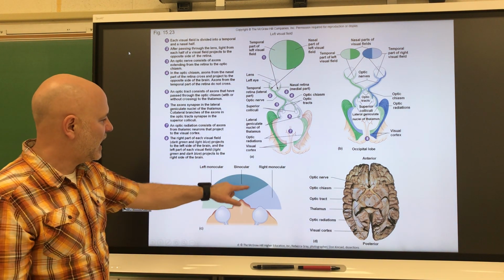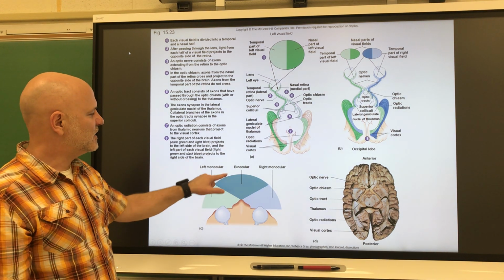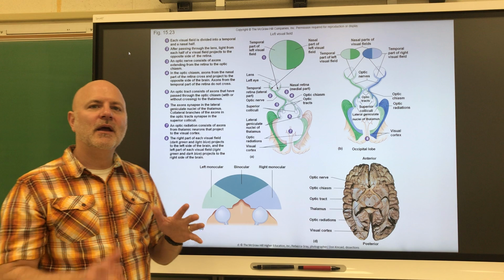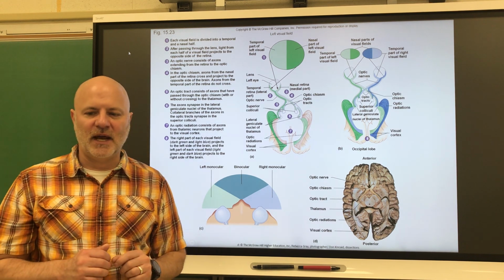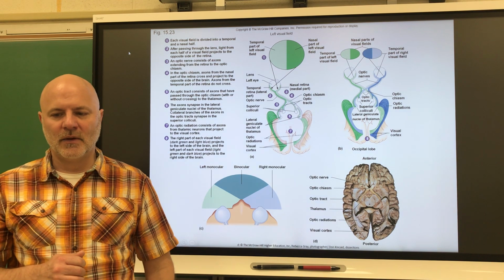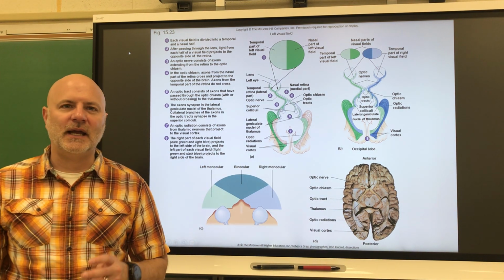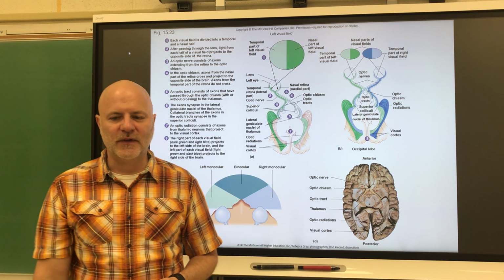Also, because we have this area where our visual fields overlap, that gives us binocular vision in that area, and that allows us to have depth perception. So we know how far away something is. Okay? So some of these tracks are going to go to the superior colliculi, and then we get that reflex for moving the eye there.